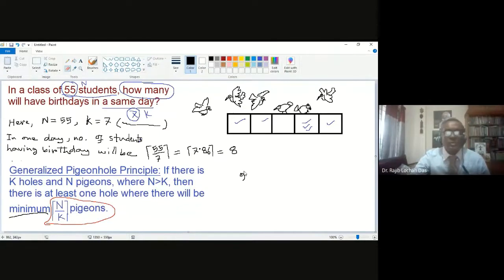Now, another question may come: same day is which day? Is it 8 persons on Sunday, or is it 8 persons on Saturday? No, this is not possible to say from the theory. The theory is saying only the number of persons who have the birthday on the same day. So there will be 8 persons like that. Is that okay? Do you understand this now?